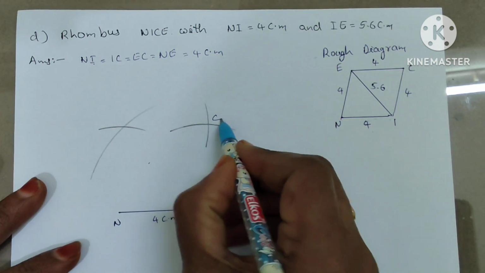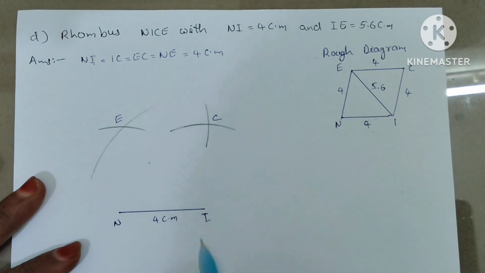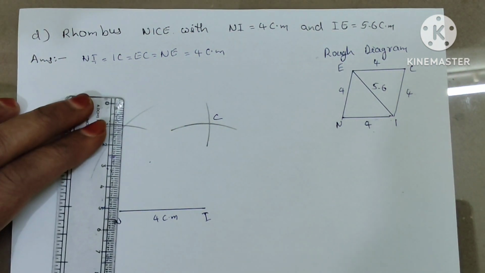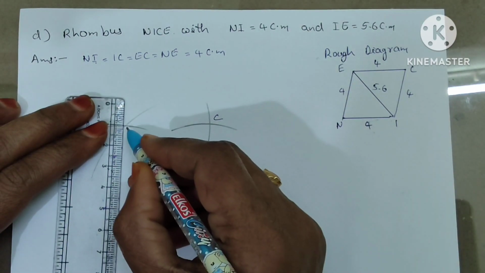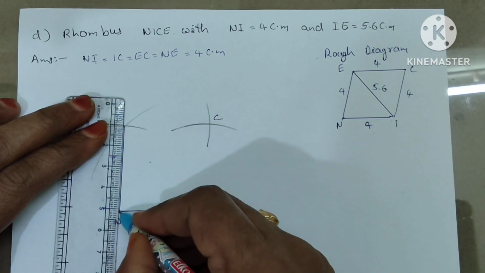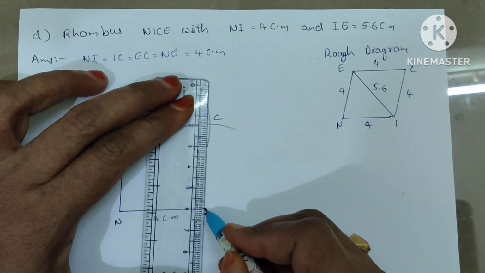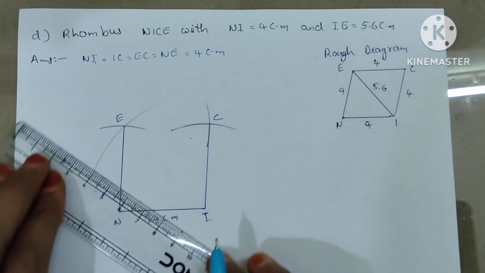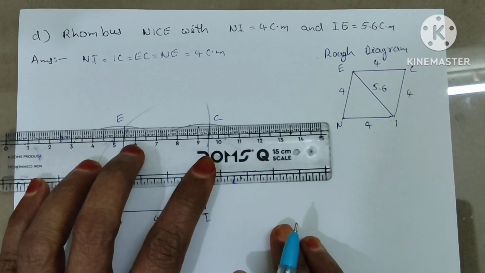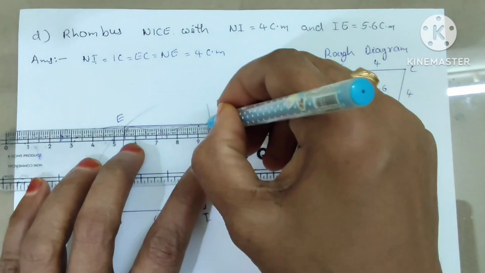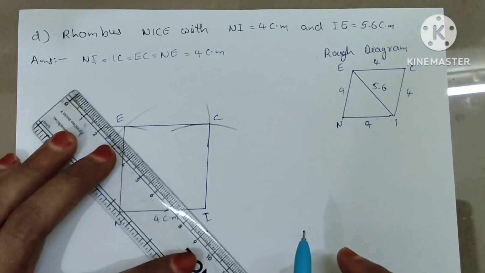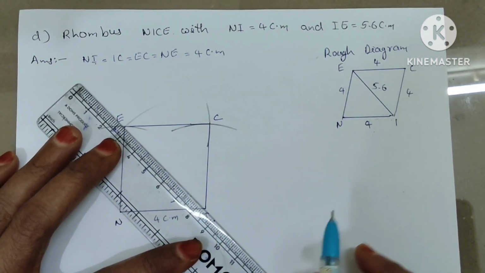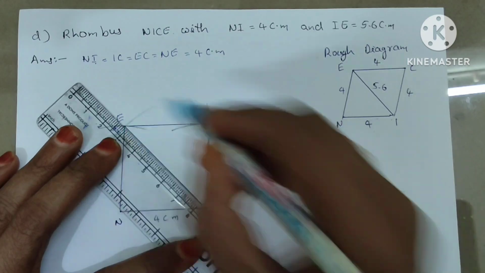Here the first is C. Next, this one is E. Add these 2 points. E and N, join these 2 points. Next, C and I, join these 2 points. Next, E and C, join these 2 points. Next, we draw the diagonal. Here I and E, join these 2 points.